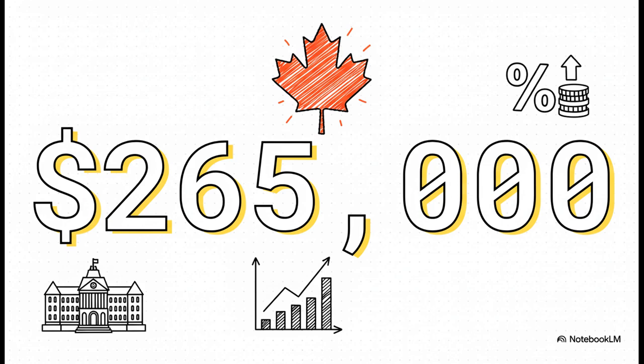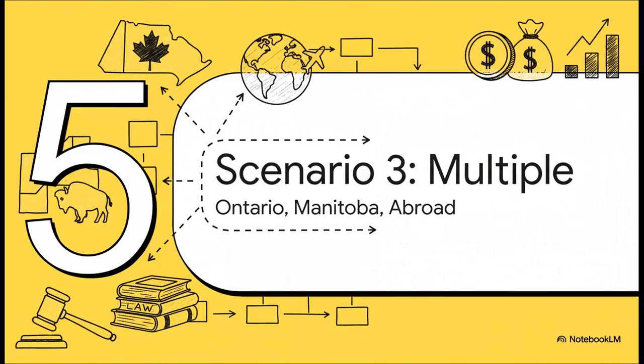See the difference? This really shows you the direct impact of having that provincial establishment. The total tax is $15,000 higher than our first scenario, and it's all because Ontario's tax rate of 11.5% is higher than that default 10% rate. It's that simple. Okay, time for our final and most complex scenario. This is where it gets really interesting.